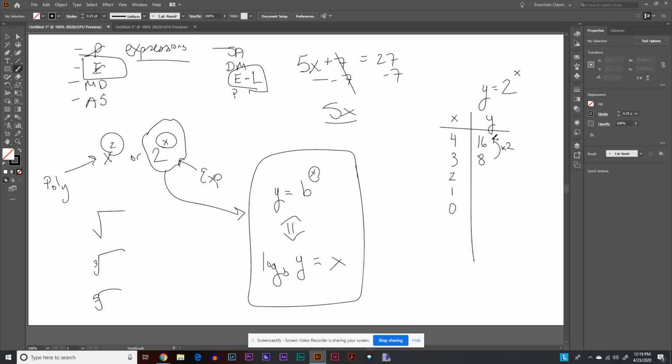So what happens if instead of going up in whole number x values, I go down? Well, the opposite. Instead of being multiplied by 2, if we're going down, we are dividing by the base every time. So we're dividing by 2, right? Well, 8 divided by 2 is 4. 4 divided by 2 is 2. So this means 2 to the power of 1 is 2.